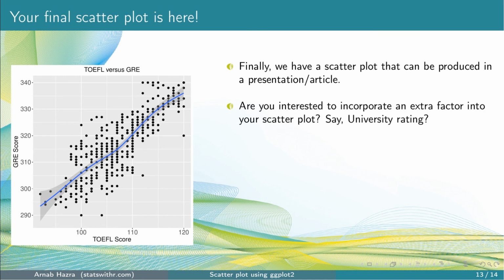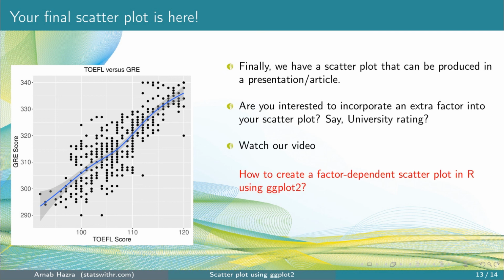Sometimes we also have access to some extra information. For example, in the dataset graduate admissions, we have information about the university rating as well, which varies between 1 and 5. You might be interested to incorporate that extra information into your scatter plot. To learn that, watch our video how to create a factor-dependent scatter plot in R using ggplot2.